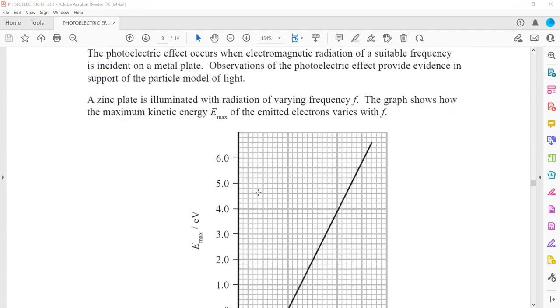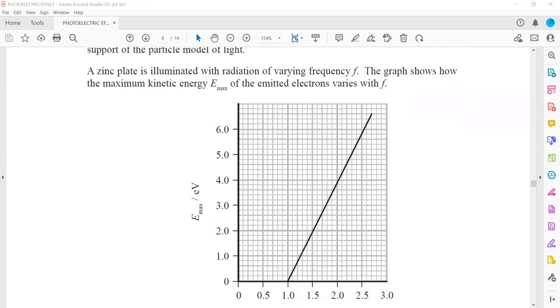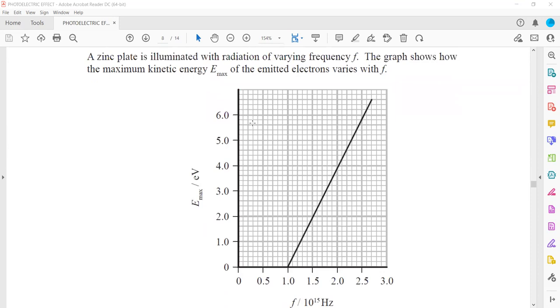So we have a zinc plate illuminated with radiation of varying frequency, like we're changing the frequency. The graph shows how the maximum kinetic energy of the emitted electron varies. If we increase the frequency on the x-axis, we are increasing the energy of the photon because E equals hf. So if the frequency increases, the energy of the photon will also increase.